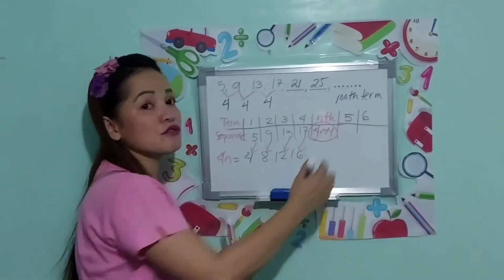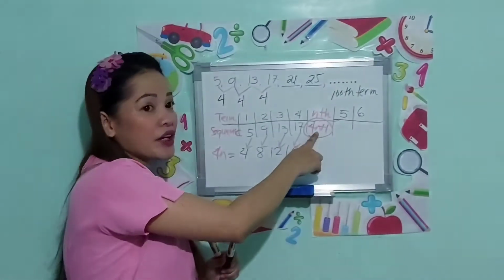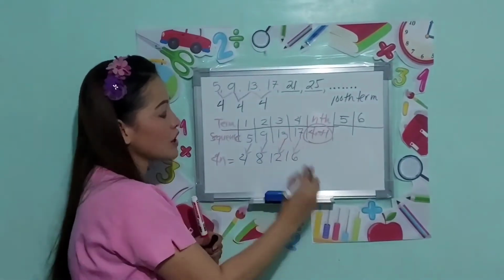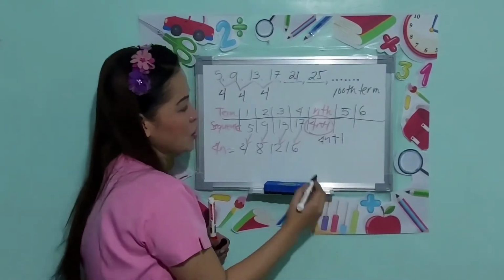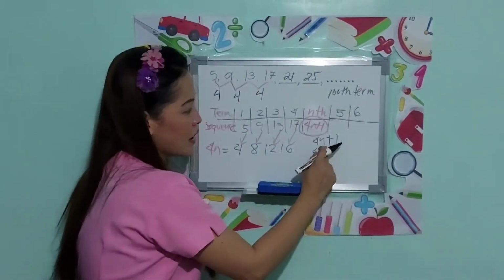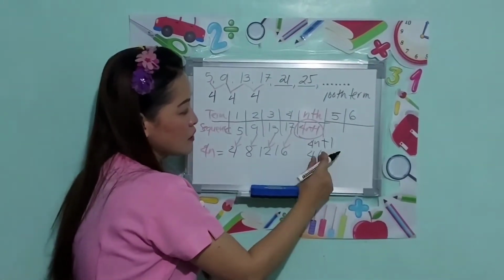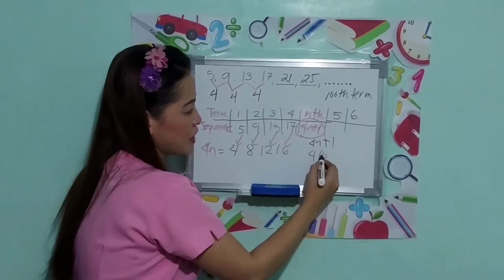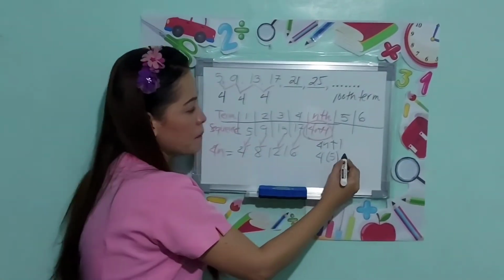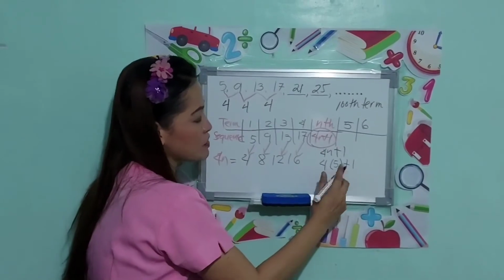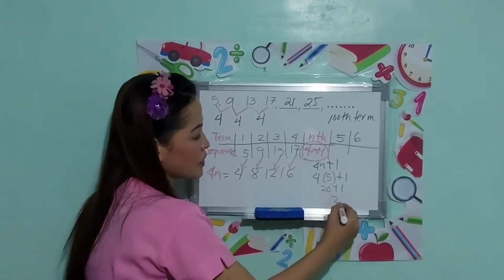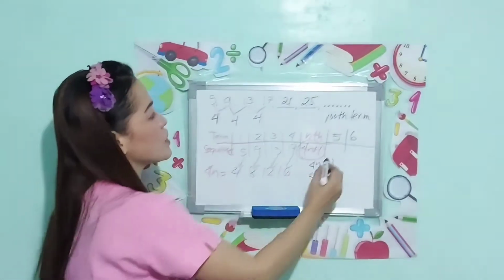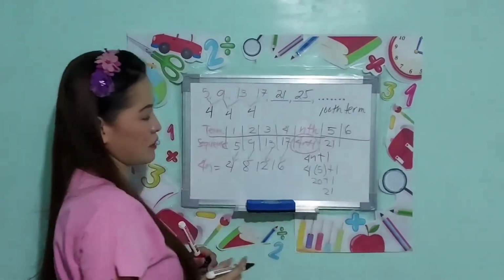Let us try to look for the 5th term given our nth rule. So for our nth rule, we have 4n plus 1. So we'll just write 4 and substitute n with 5 because that is the term that we're looking for, plus 1. 4 times 5 equals 20, plus 1. 20 plus 1 equals 21. So our fifth term is 21.